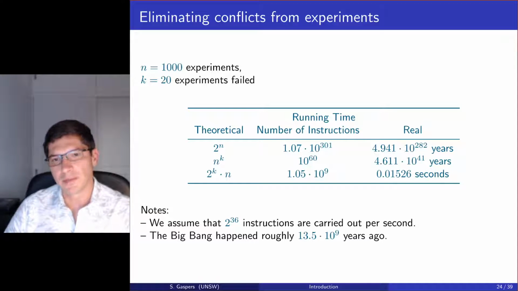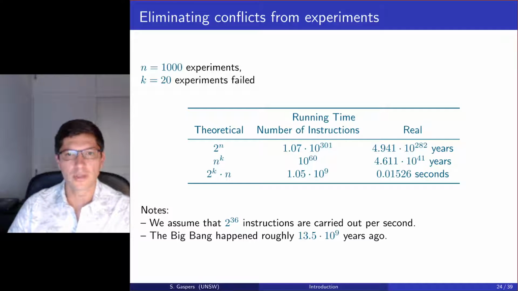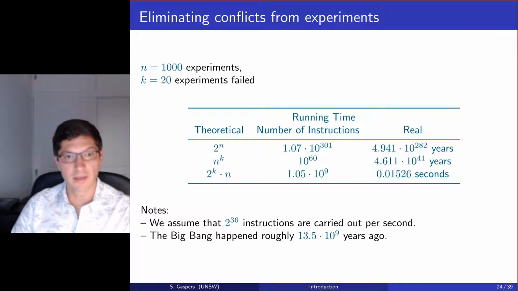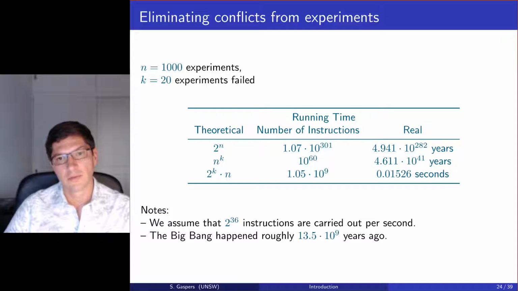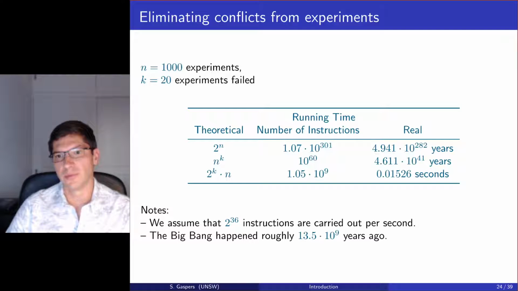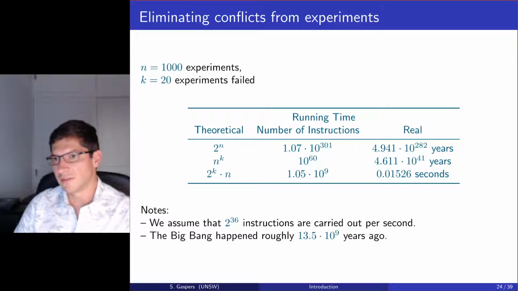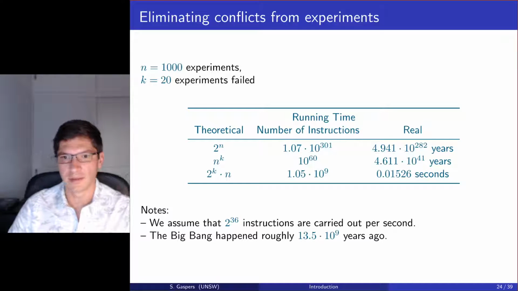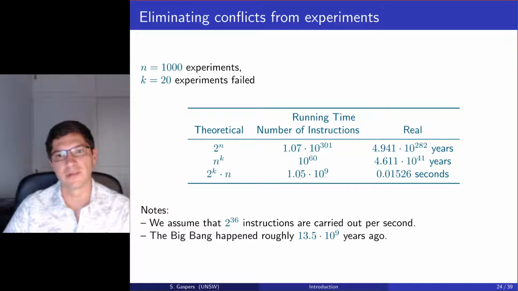Okay, but we can be a bit smarter. Because we know that we don't need to look at all the 2 to the n subsets, but looking at all subsets of size k is enough, right? If we use this reasoning, now we can get an n to the power k time algorithm. That's still a lot. We still need 10 to the 60 instructions, which is in real world running time much more than the time that has elapsed since the Big Bang.